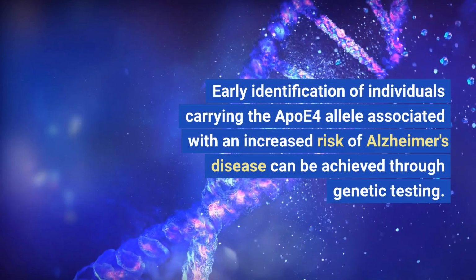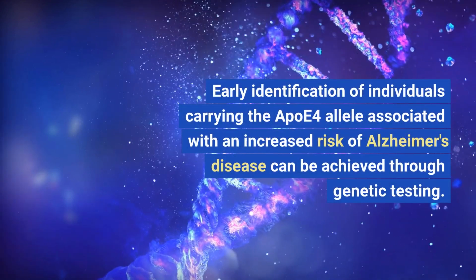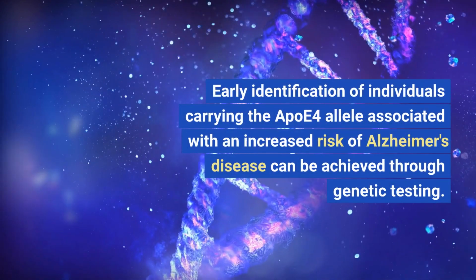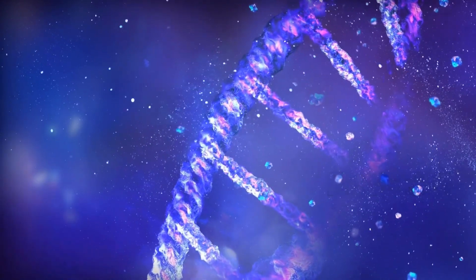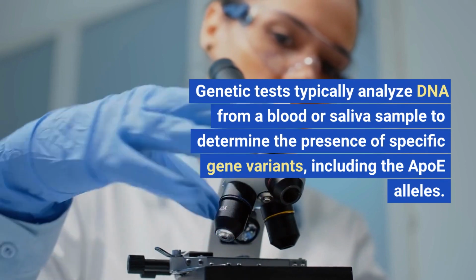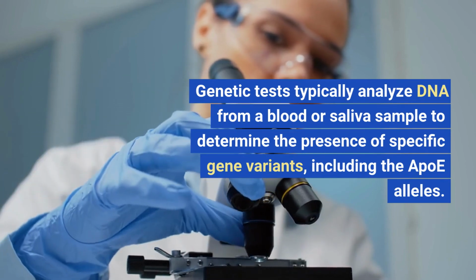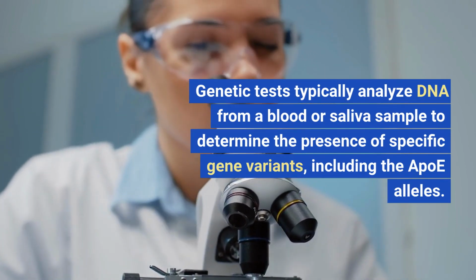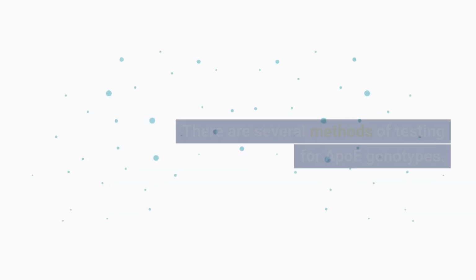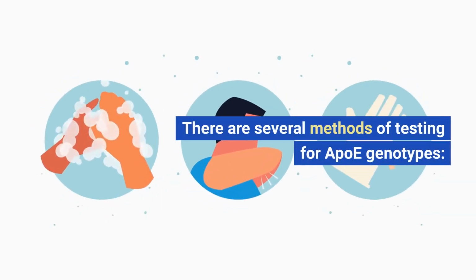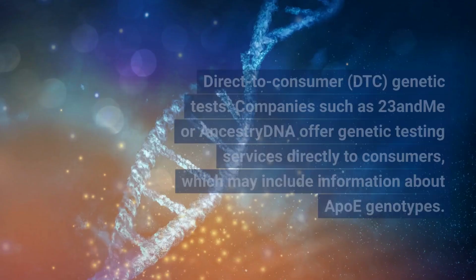Early identification of individuals carrying the ApoE4 allele associated with an increased risk of Alzheimer's disease can be achieved through genetic testing. Genetic tests typically analyze DNA from a blood or saliva sample to determine the presence of specific gene variants, including the ApoE alleles. There are several methods of testing for ApoE genotypes.